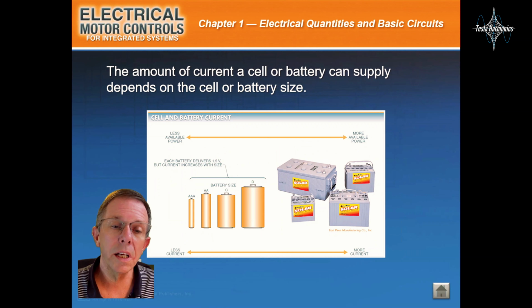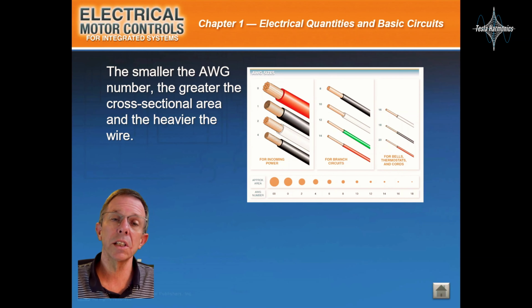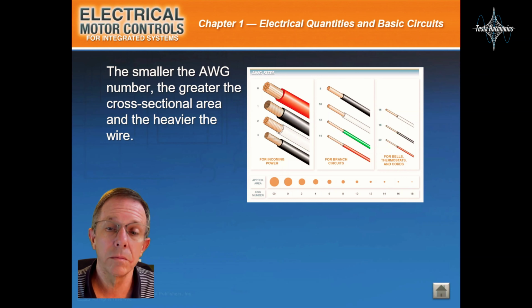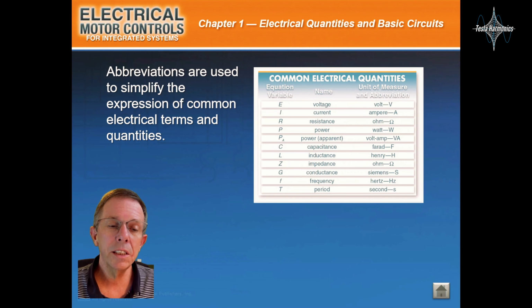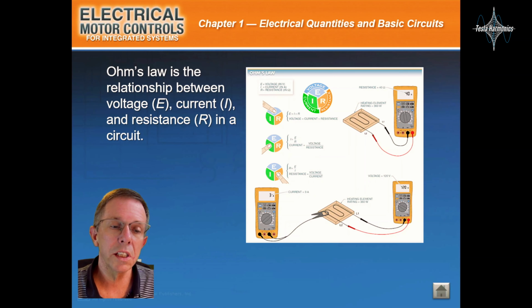The amount of current a cell or battery can supply depends on the cell or battery size. The smaller the AWG number, the greater the cross-sectional area and the heavier the wire. Abbreviations are used to simplify the expression of common electrical terms and quantities. Ohm's law is the relationship between voltage, current, and resistance in a circuit.